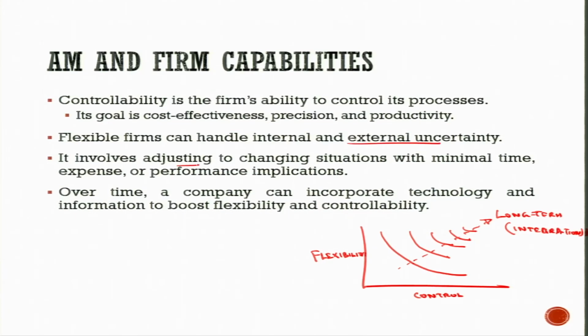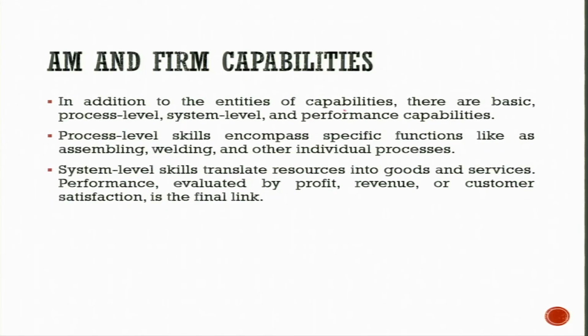It involves adjusting to changing situations with minimal time, expense and performance implications. Over time, a company can incorporate technology and information to boost flexibility and controllability. In addition to the entities of capabilities, there are basic process level, system level and performance level capabilities. Process level skills encompass specific functions such as assembling, welding and individual processes.